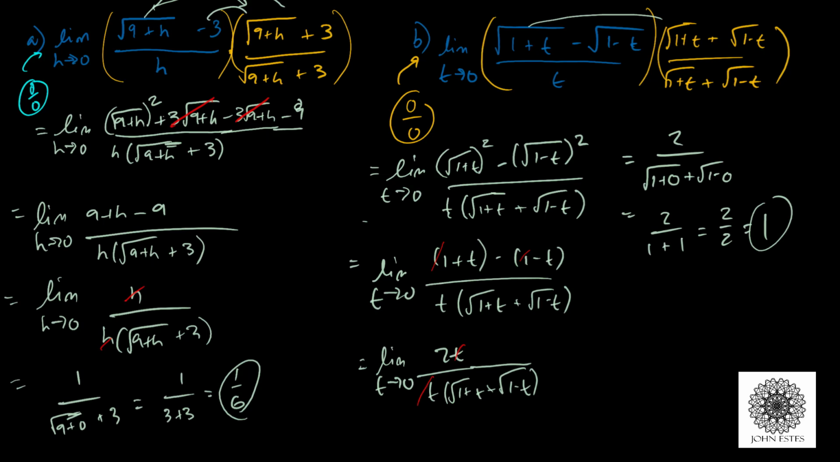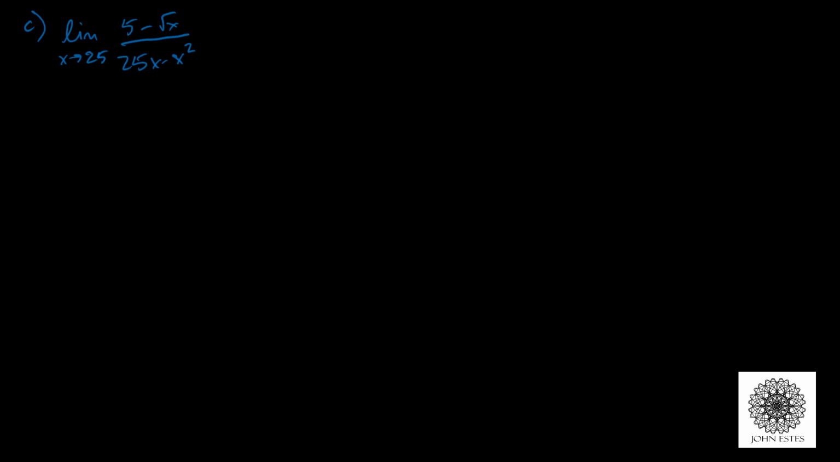Okay, I hope those make sense. Okay, I'm going to show you part C, and this example has a square root involved, but it's a little bit different. Well, it's not really. I mean, if you plug in 25 in this case, notice in the numerator you're going to have 5 minus 5, that's a 0. And in the denominator you're going to have 25 times 25 minus 25 times 25. And that's 0 as well.